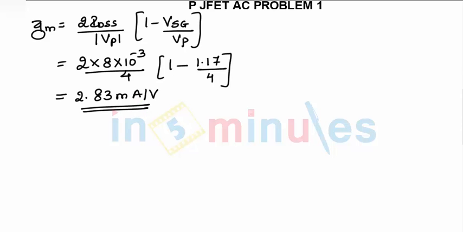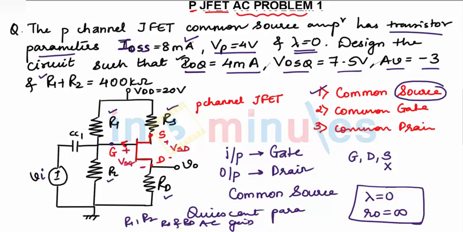So you know the value of GM. Now how to draw the AC equivalent circuit? That is given in the question. In this, capacitor CC1 will act as short circuited. Since you have only one capacitor, CC1 will be short circuited.